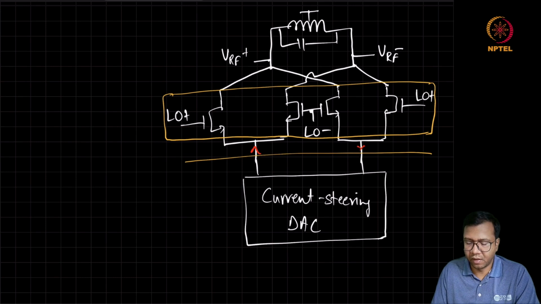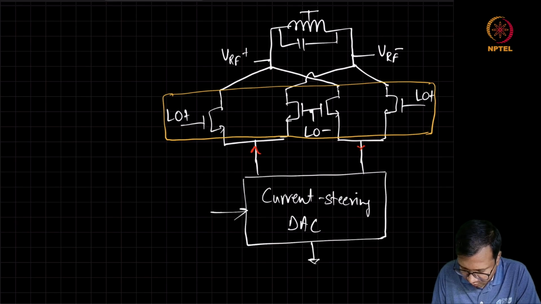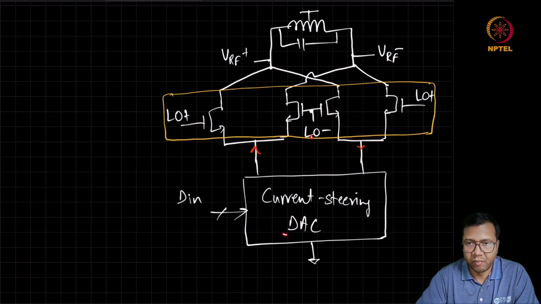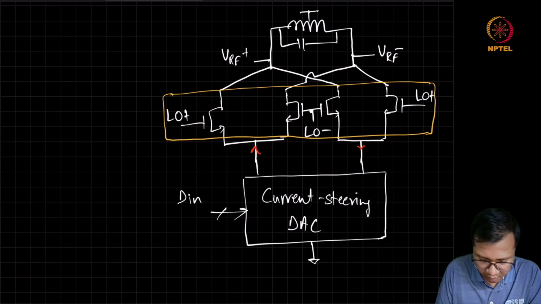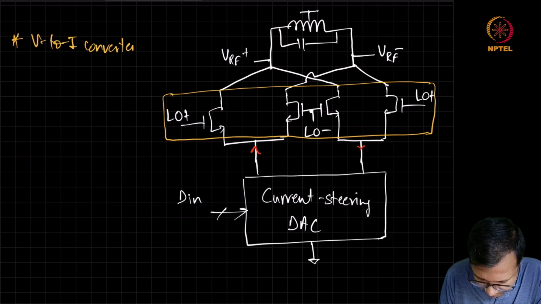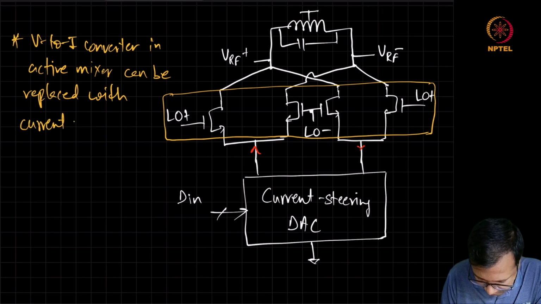If we replace the V2I converter with a current steering DAC, in this way, the DAC and the mixer can be merged. So here we note that the V2I converter in active mixer can be replaced with current steering DAC.